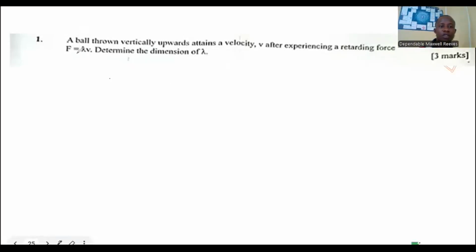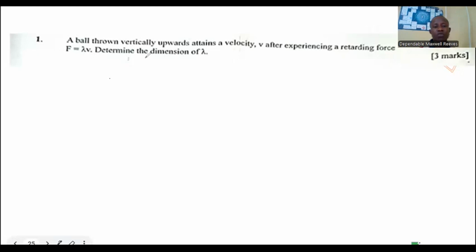Question number 1. A ball thrown vertically upward attains a velocity v after experiencing a retarding force F equal to lambda times v. Determine the dimension of lambda.